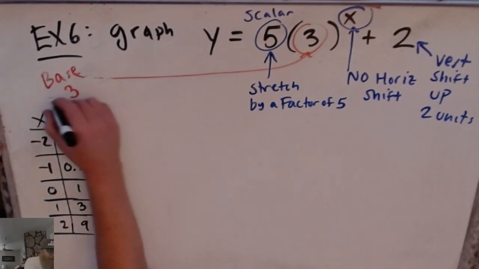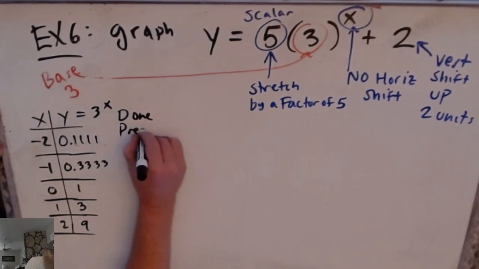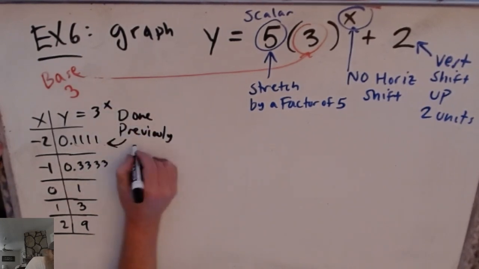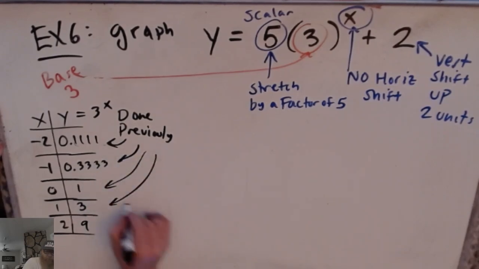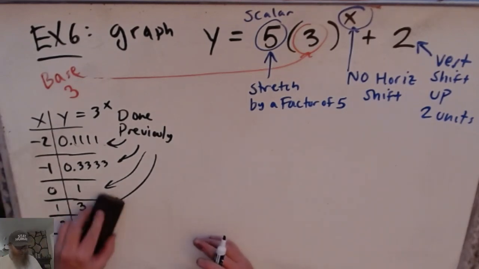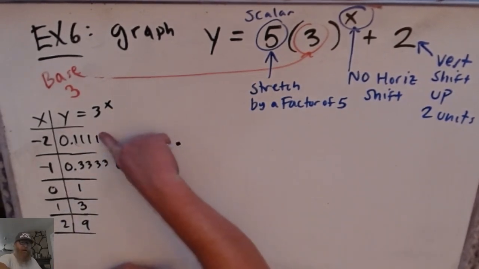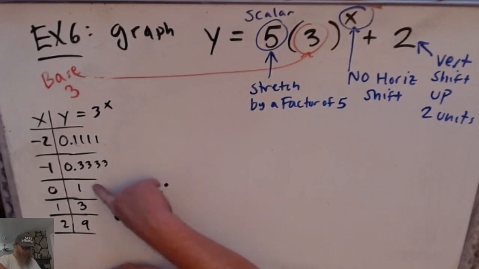Now we've already done that. This is y equals 3 to the x done previously. So I already knew all of these y values here. If you don't already know them, then you have to do them all from scratch. This is 1/9. This is 1/3. This is 1, 3, and 9.